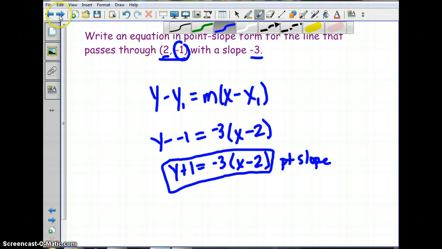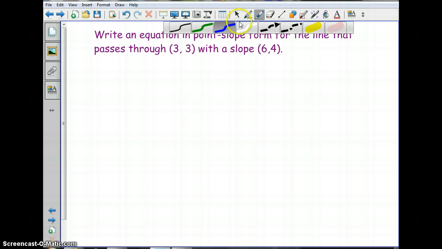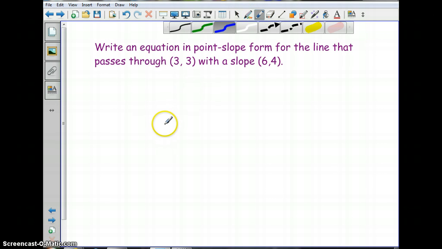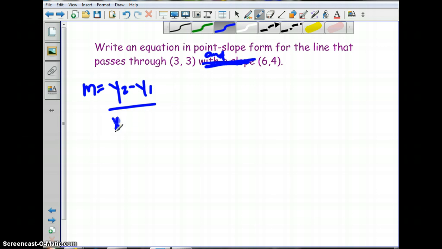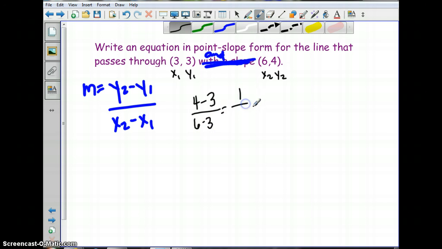Now, what happens if we have 2 points? Well, what can we get from 2 points? Right, we can get our slope from 2 points. Sorry about that, I didn't really edit that very well. So we can get a slope, right? Remember our slope formula? m equals y2 minus y1 over x2 minus x1. So let's go ahead and identify those. It doesn't matter which one's which. So I'm going to take 4 minus 3 over 6 minus 3. So 4 minus 3 is 1, and 6 minus 3 is 3.